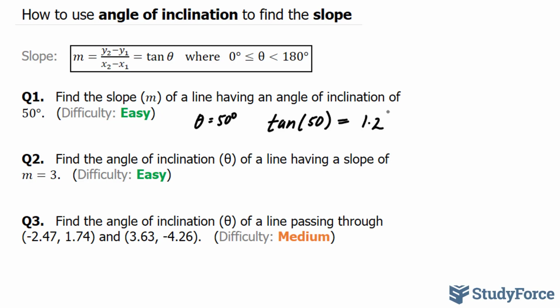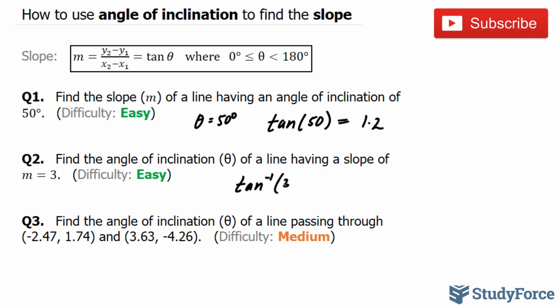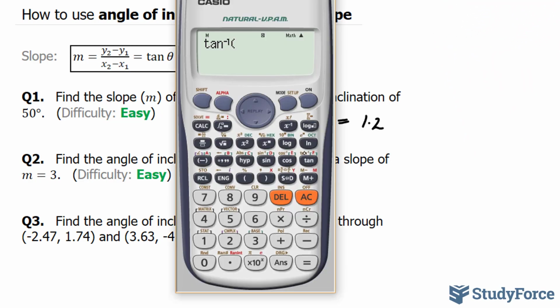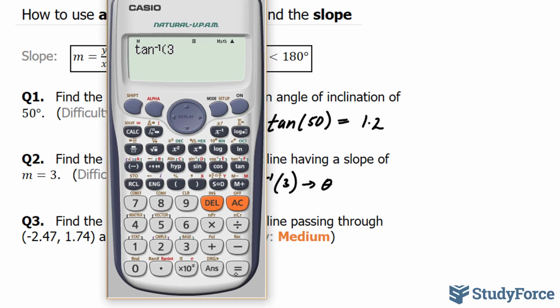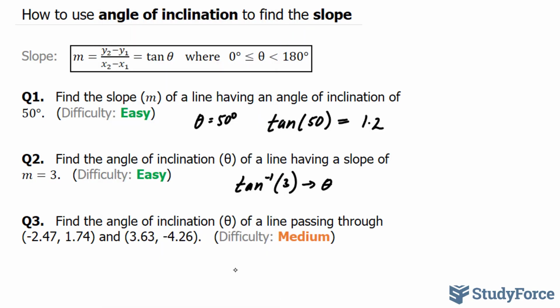In question 2, we're asked to find the angle of inclination theta this time of a line having a slope of 3. To do this, we'll use the exact same relationship where m is equal to tangent theta, but this time we'll use tangent inverse of m, which in our case is 3, to give us our angle. Using our calculator, tangent inverse, and make sure that your calculator is in degrees, as shown. Tangent inverse of 3 is equal to 71.56. 71.6 degrees, rounded up.